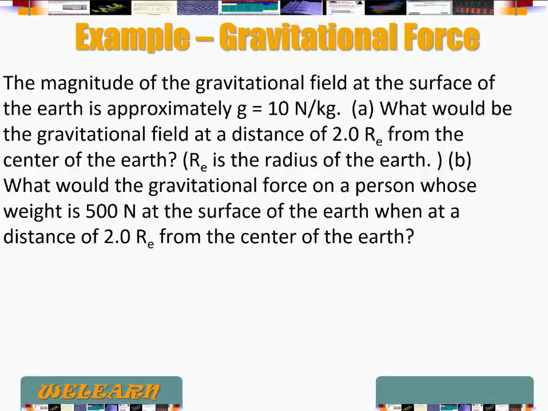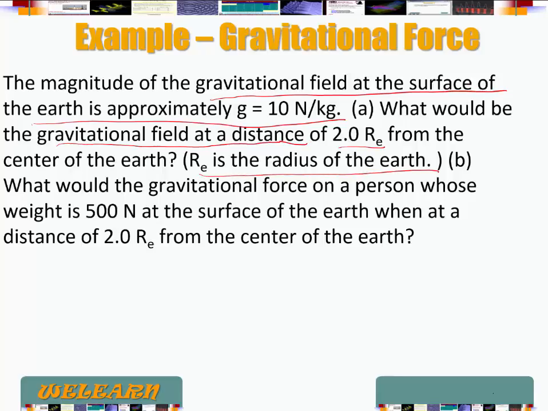In this example, we are told that the gravitational field at the surface of the Earth is 10 newtons per kilogram. We are asked to find the gravitational field at a distance that is twice RE, RE being the radius of the Earth. Remember the expression for the gravitational field.